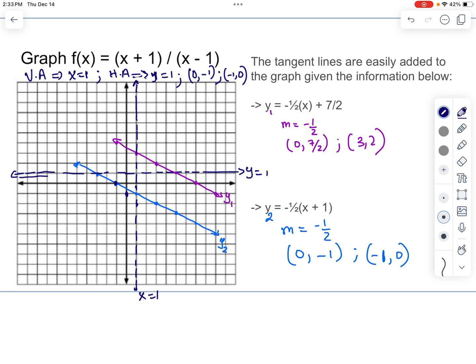So we graph f of x. Let's graph f of x. There we go. We have our hyperbolic function on the graph and our tangent line as well with the slope negative 1 over 2. And we are done.